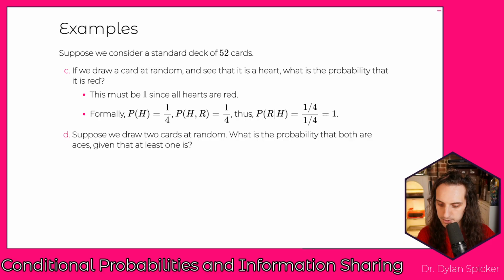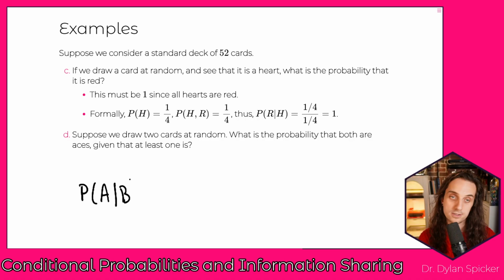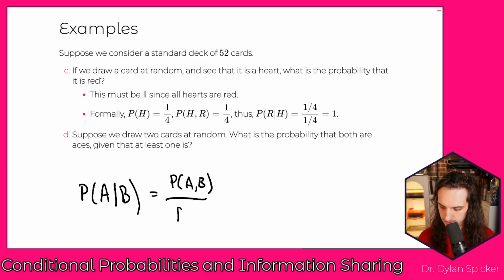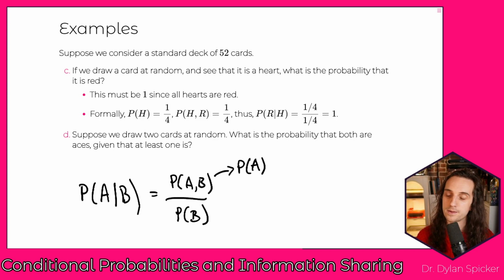Okay, and so here we probably just want to do this one directly, right? We want to know, well, what's the probability that both cards are aces? So A is both being aces, given at least one is an ace. That's B. So that's the probability of A and B divided by the probability of B. Okay, and so if we want the probability that both cards are aces and at least one of them is an ace, this right here is the same thing as the probability of A by itself, right? If both cards are aces, at least one of them is an ace.